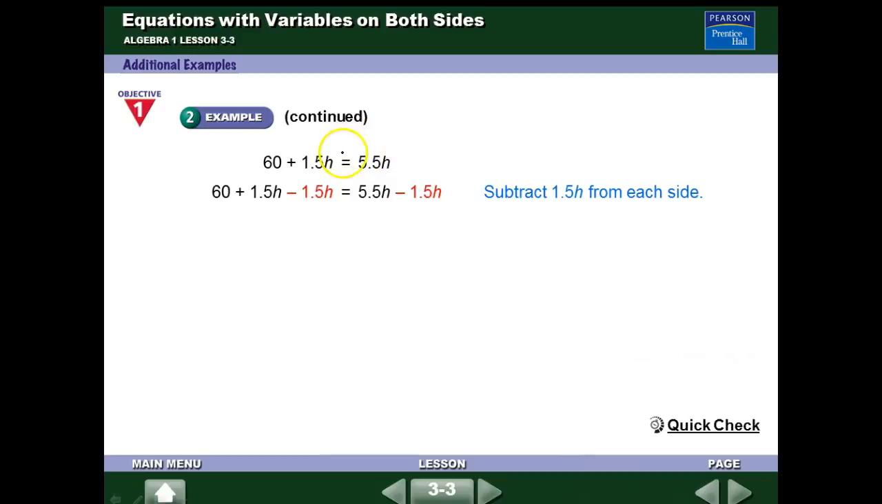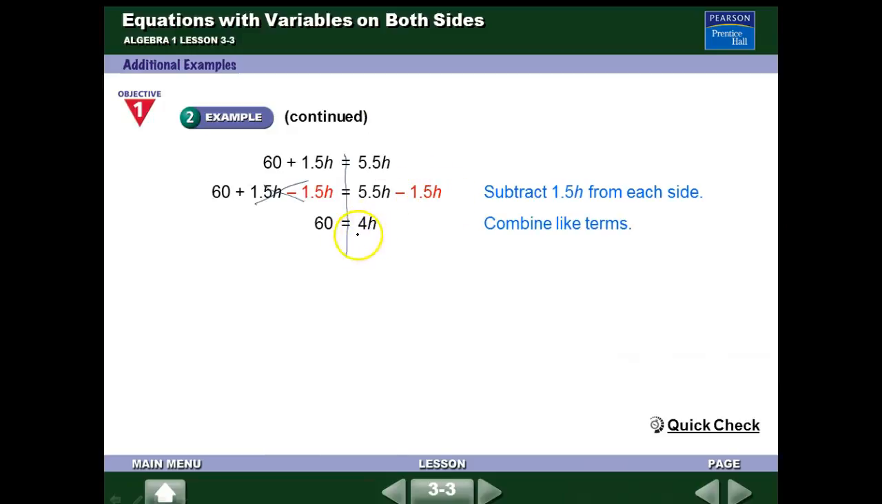So we draw a line through the equal sign. I need to combine my h's. This says a positive 1.5h, so we're going to subtract 1.5h from this side. Whatever you do to one side, you have to do to the other. This is going to cancel out and leave you just with 60. And 5.5 minus 1.5 is going to give you 4.